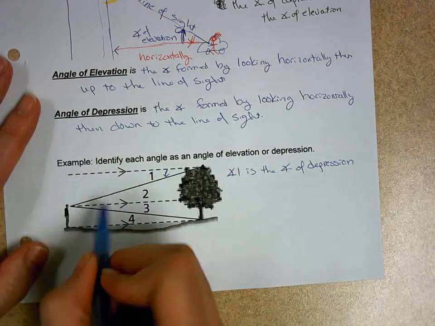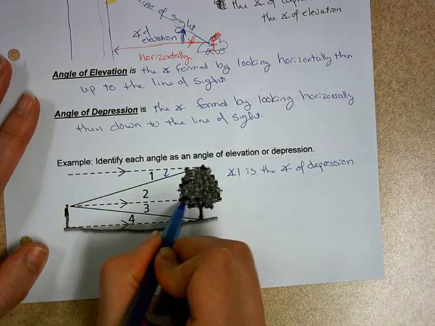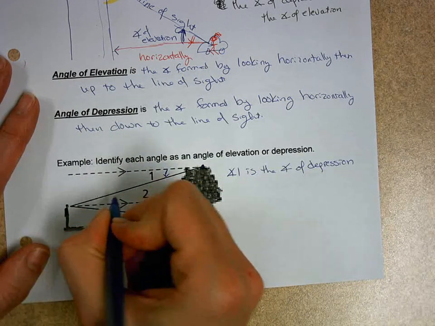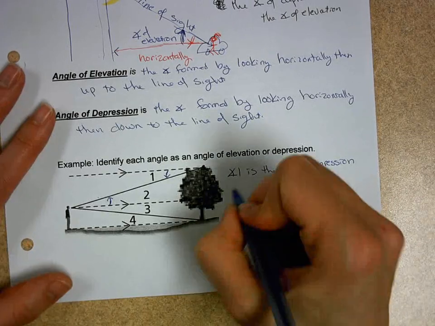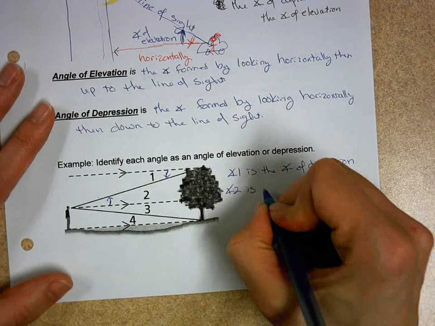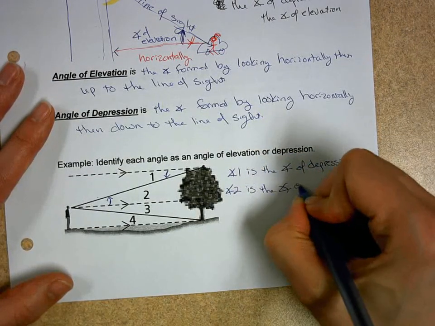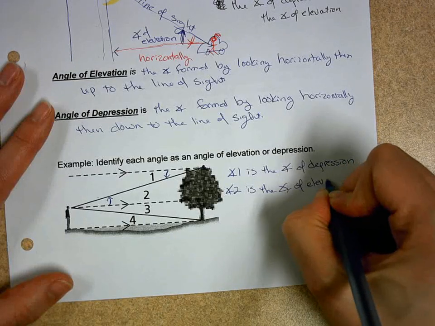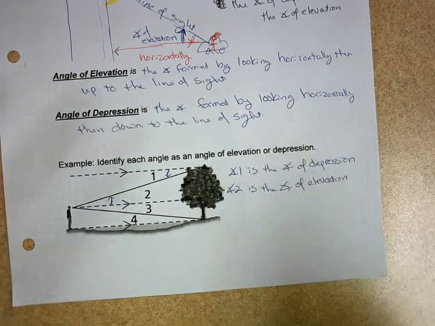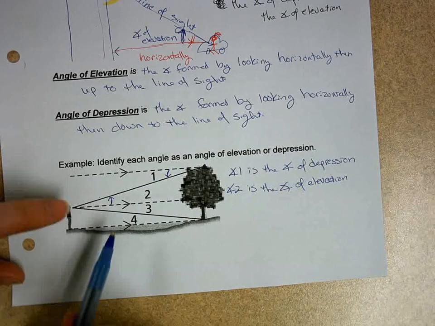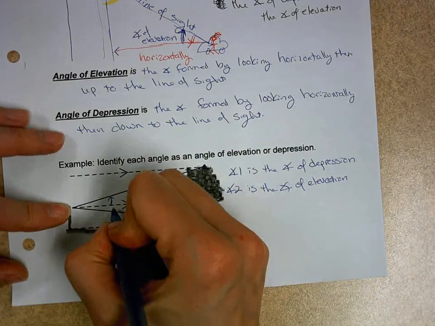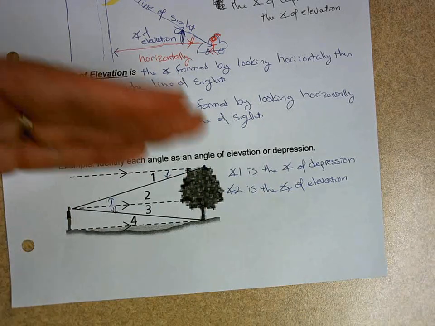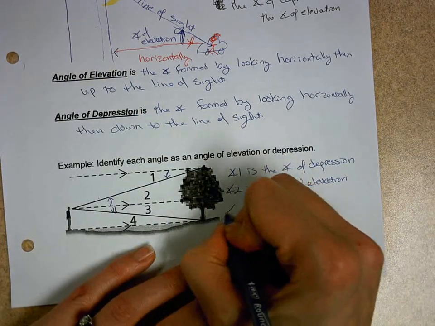But if I look at the same line of sight, a person looking horizontally first, then up, let's say at that bird on top of the tree, then it's going to be up to the line of sight, so I know angle 2 is the angle of elevation. And remember, they would be congruent to each other. Now, what if that person looked down at the base of the tree? He looked horizontally first. So his looking down to that line of sight would be an angle of depression.